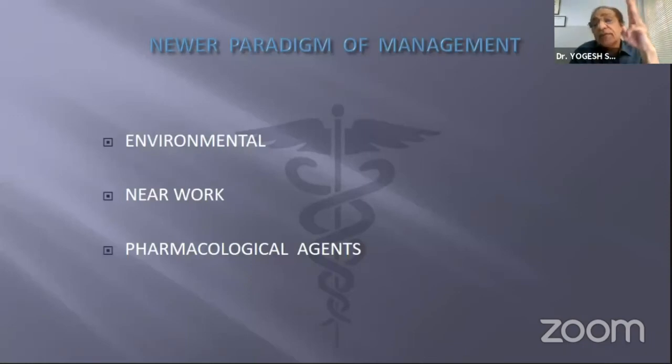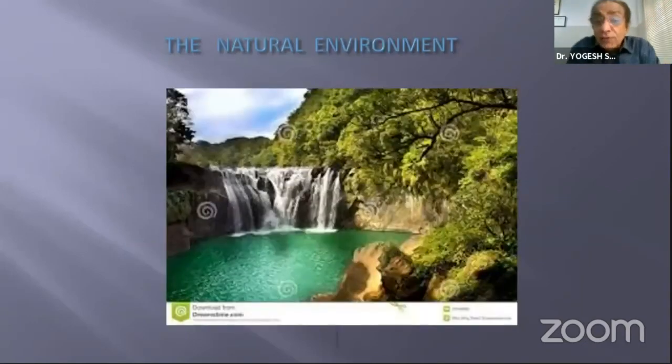Three main factors have come to light in our research of the last 2 decades, which have a major impact on the causation and progression of myopia. One is environmental, second is near work, and third is the pharmacological agents which we can use to control the progression of myopia. Now, the first and foremost is the environmental factors. How does environment help us?